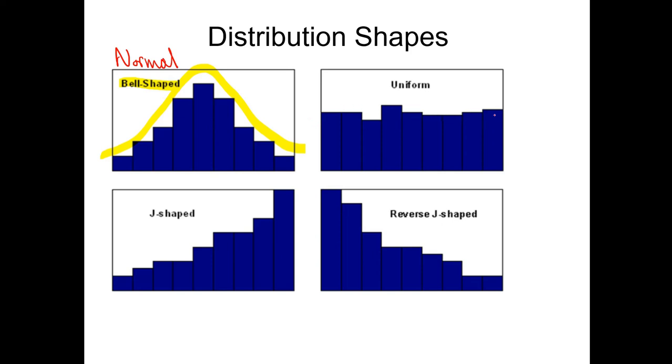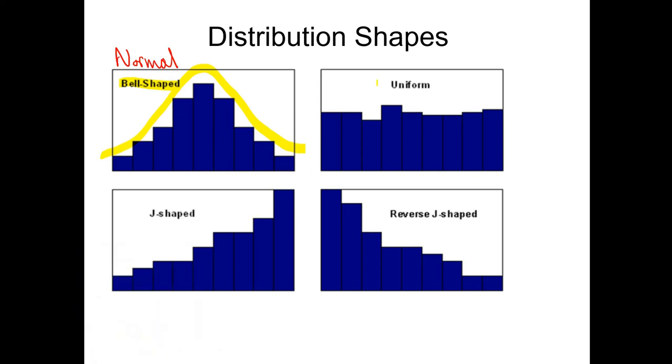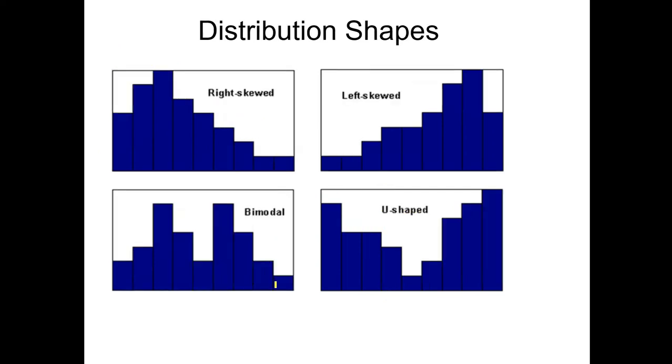If we have something where all of our data values are falling around the same frequency or that y-axis, it's called uniform. Then we also have a J-shaped or a reverse J-shaped. So this one was uniform, this one was J-shaped because it looks like a J, right? And then reverse J, some people call it L because it's a reverse J, but that would be this shape. And then there should be four more.